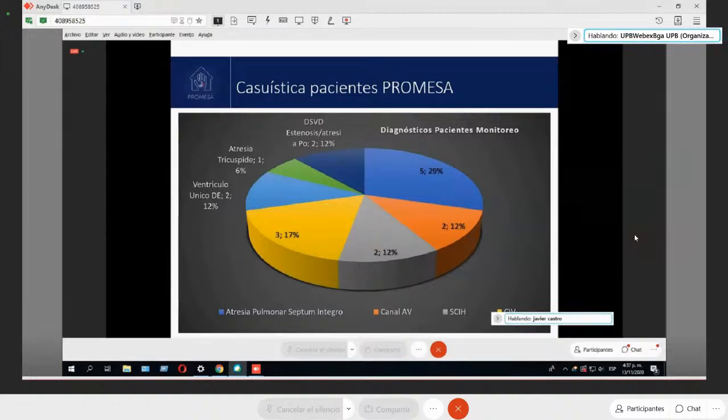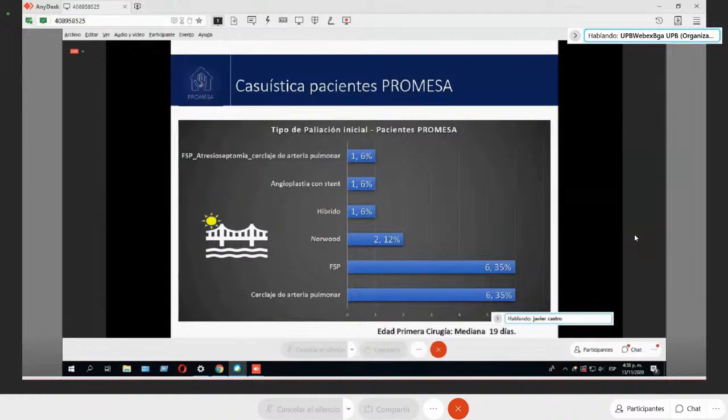When we go over the cases, we see a large majority of patients with pulmonary stenosis, patients with diverse single ventricle pathologies, CIV, and even some patients with HLHS. Initial palliations, this is the beginning of this bridge. This is the first time we have arteriosectomies and pulmonary artery angioplasty with stents, hybrid Norwood, intervention procedures, or some combined procedures.